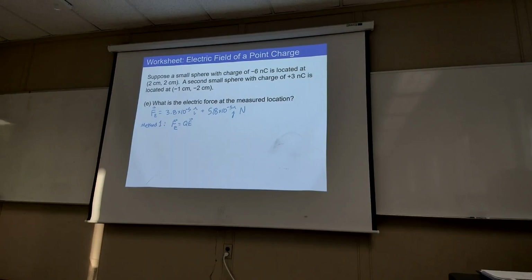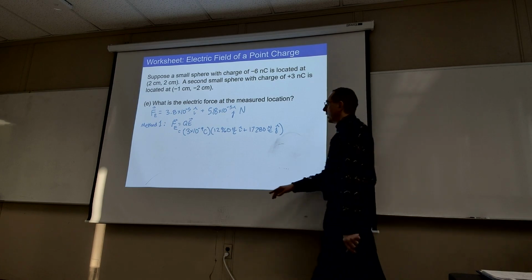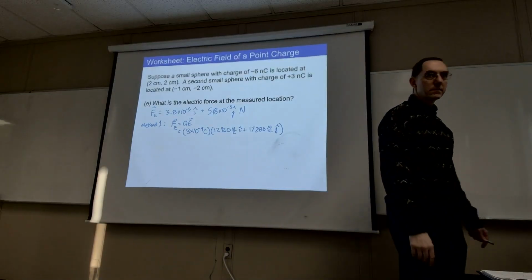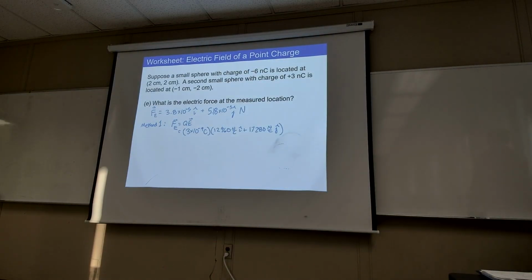And what do you get? We're going to get 3 times 10 to the negative 9th coulombs times the value we had before, which was 12,960 newtons per coulomb times I hat plus 17,280 newtons per coulomb times J hat, right? And I think you'll find if you multiply this through, you will end up with that answer. Okay, so that's one possibility.